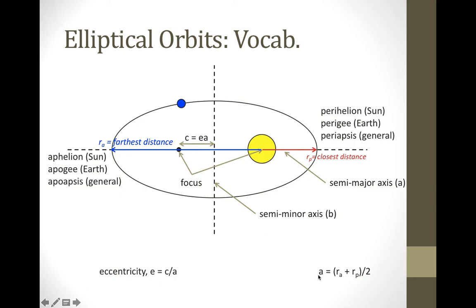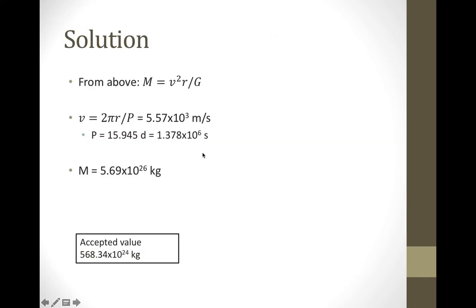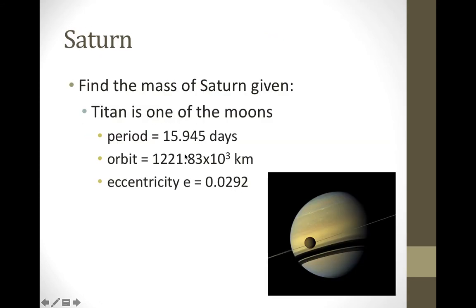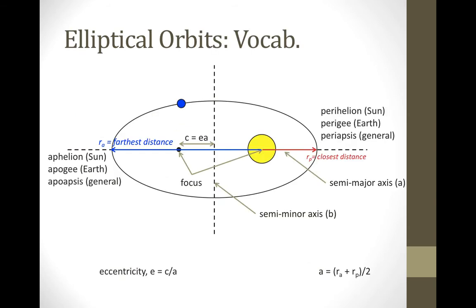Now, just one other point here is the semi-major axis is actually the sum of the apogee plus the perigee divided by 2, because the major axis is the distance from the apogee to the perigee, so the semi-major axis is half of that.